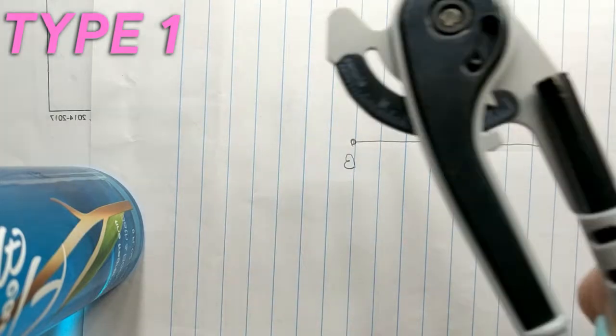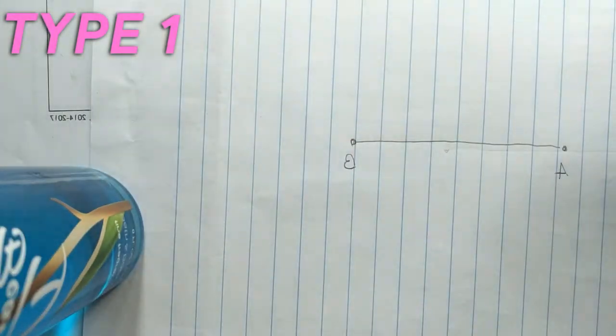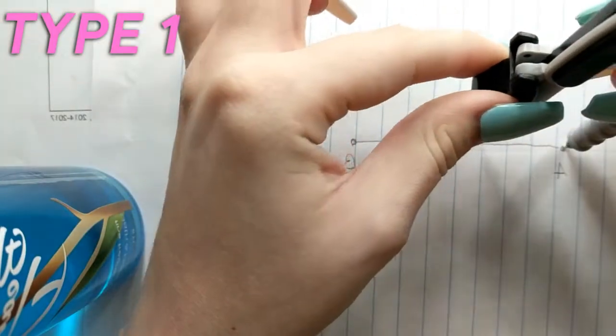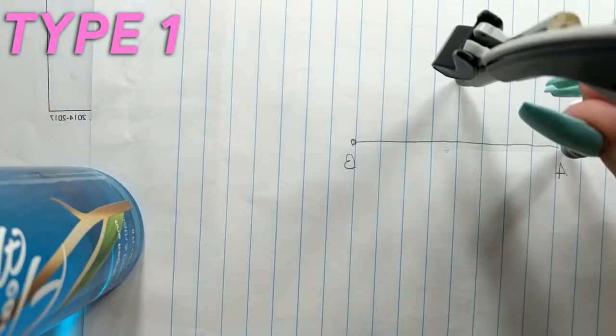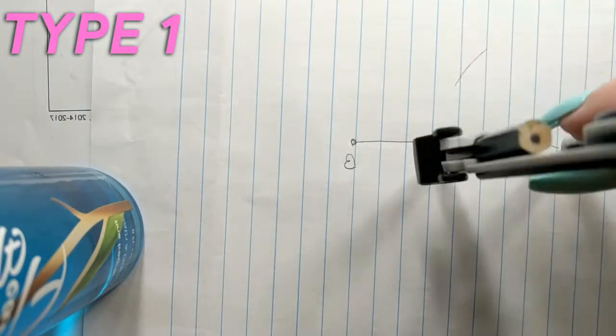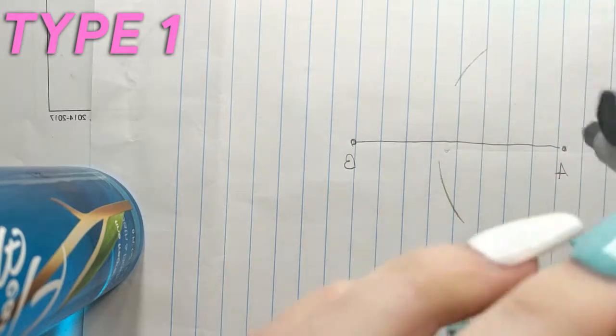Next, you're going to take your compass and make it more than half the length of the line. So about this much. Then you're going to want to draw 2 arcs on the top and the bottom, like this. Then you're going to do the same thing on the other side.